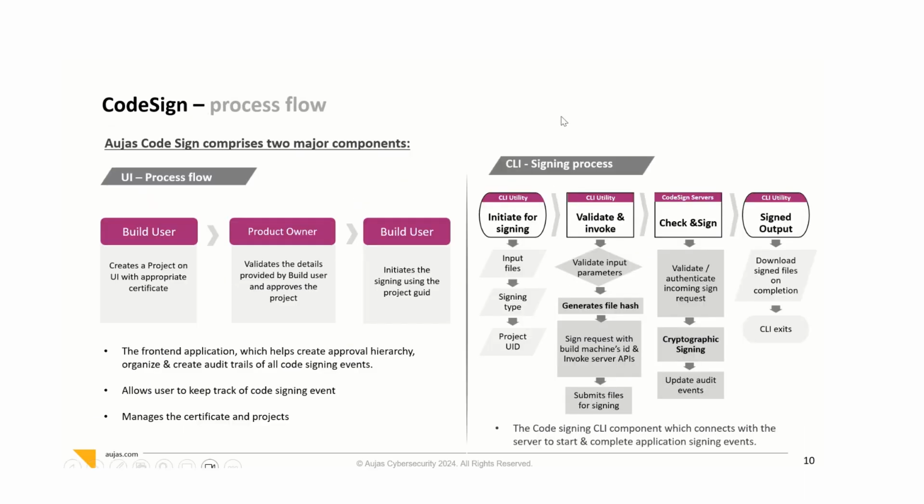Now let's move on to the process flows. Our code signing solution has two major components. First is the UI and the other is the CLI, or command line interface. The execution starts from the UI and then completes on the CLI. Once all the users are onboarded and onboarding formalities are done, the build user, to initiate the signing, will first log into the UI and create a project with appropriate details on what kind of files they want to sign, and which certificate is to be used for that particular project.